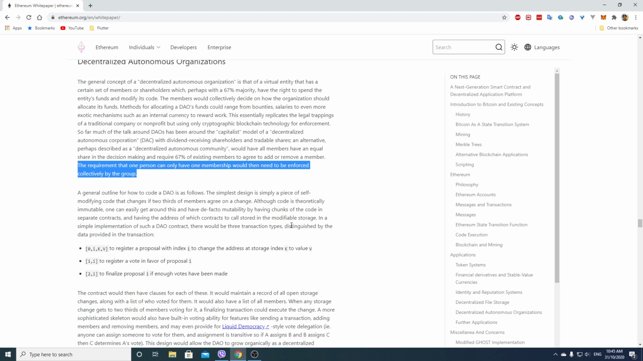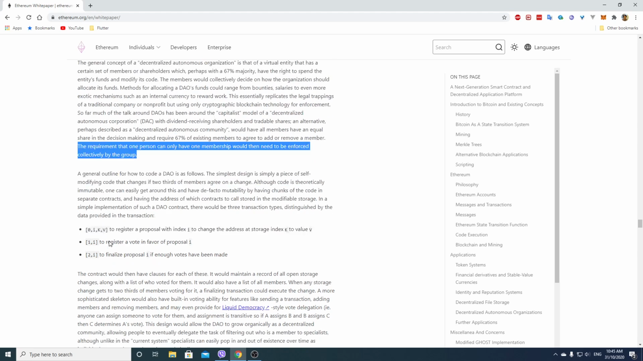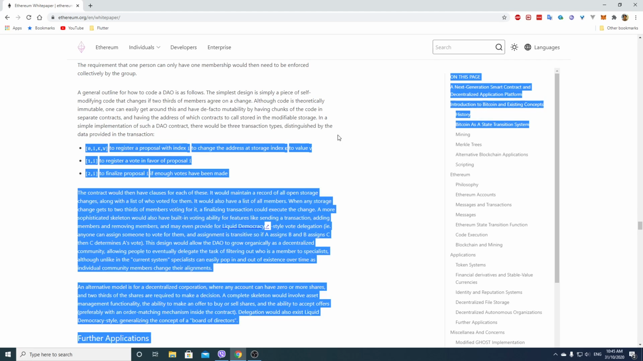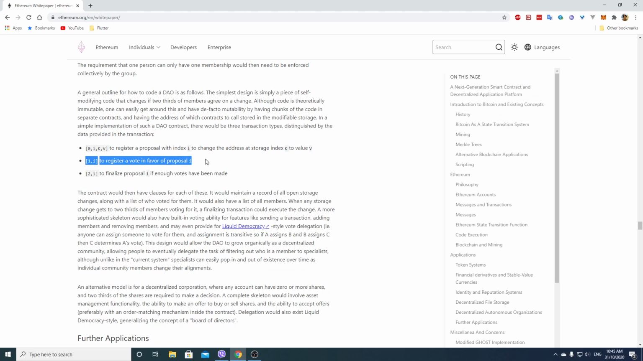It's kind of common. So a table of pointers to functions. In a simple implementation of such a DAO contract, there would be 3 transaction types distinguished by the data provided in the transaction. Okay, 0 to register a proposal with index I to change the address, I to register a vote, and 2I to finalize. So this is basically the two-phase commit protocol. So first you start to propose a change, then you collect the votes, and then you say that the vote is over, and then the stuff will decide whether the proposal goes through or not.